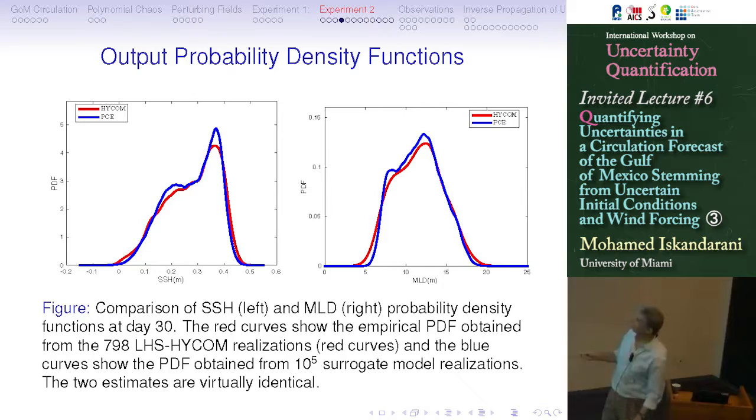And so this is what you get with the blue line. The red line is our empirical estimate of the PDF from the actual HYCOM simulation, including the validation set. So they're pretty close. We're doing a pretty good job for the sea surface height and the mixed layer depth as well. And they don't look very Gaussian, right? They look skewed quite a bit.